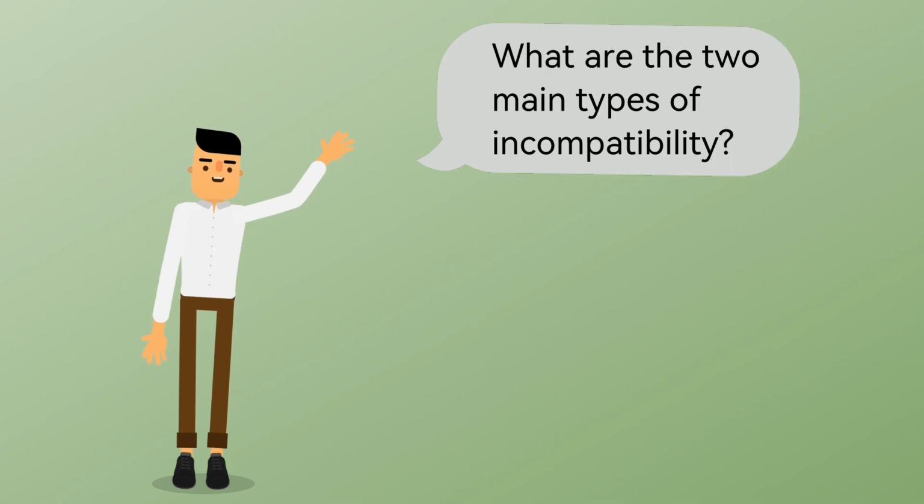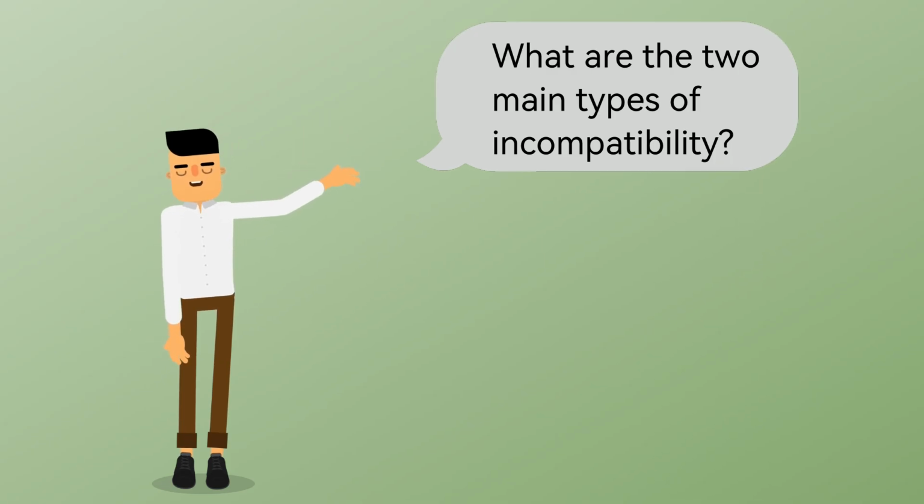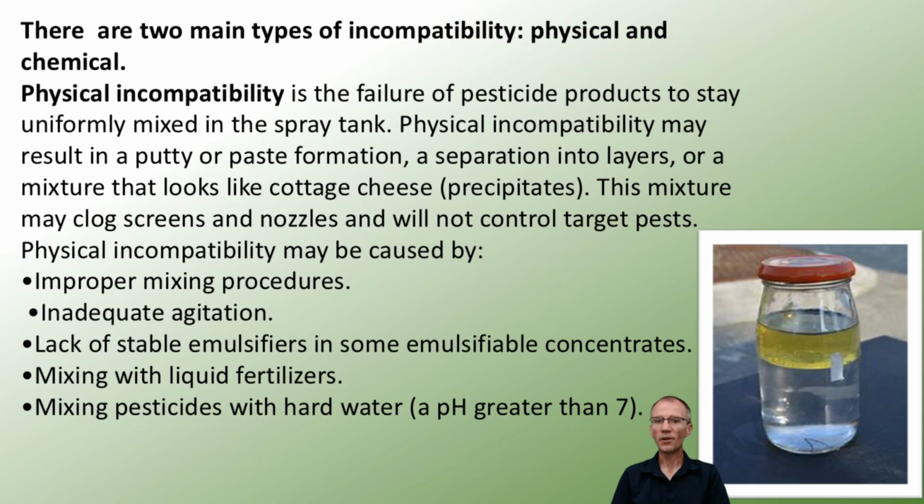That leads us to another great question. What are the two main types of incompatibility? There are two main types of incompatibility, physical and chemical. With physical incompatibility, this is the failure of pesticide products to stay uniformly mixed in the spray tank. Physical incompatibility may result in putty or paste formation, a separation into layers, or a mixture that looks like cottage cheese, or it precipitates. This mixture may clog screens and nozzles and will not control the target pest.